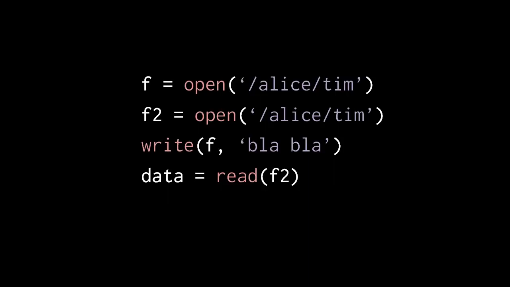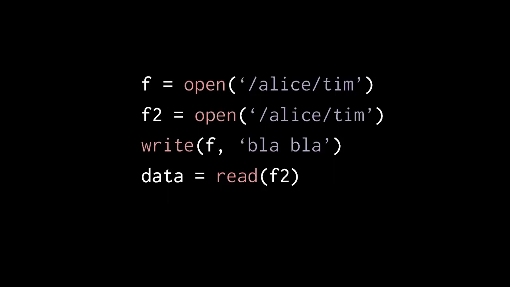So here, when we open the file /al/tim twice, the two file descriptors f and f2 both have separate file markers. So when we write here with f and then read with f2, the read and write are both done at the start of the file because f and f2 have their own markers.